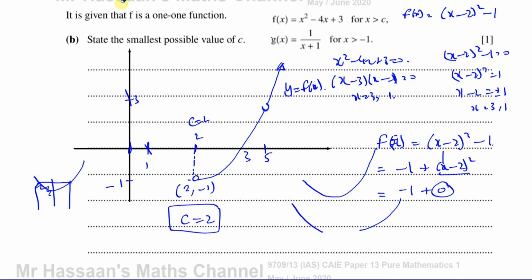Okay, you're going to be over here somewhere. Now when x equals 5, you're going to have 5 minus 2, which is 3. 3 squared, which is 9 minus 1, which is 8. So it's going to go up to 8. I haven't drawn it very well.